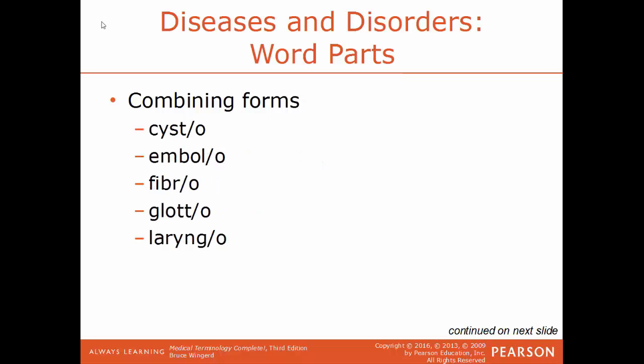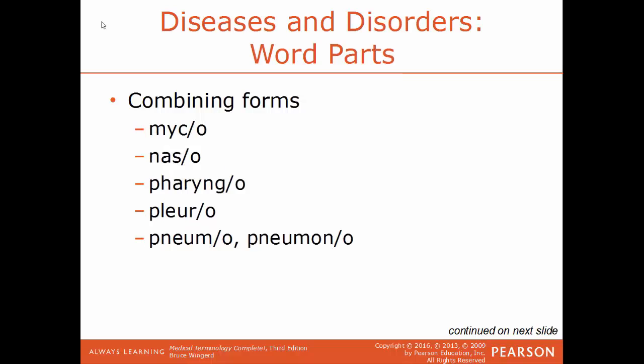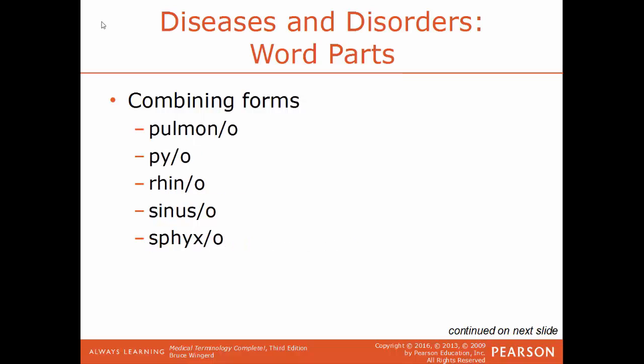Cyst or cysto is a reference to a sac of fluid or a cyst. Embolo is a reference to an embolus, which is a traveling blood clot. Fibro is a reference to a type of fiber. Glotto is a reference to the tongue. It can also mean speech or language. And laryngo is a reference to the larynx, which is the voice box. Myco is a reference to fungus. Naso is a reference to the nose. Pharyngo is a reference to the pharynx, which is the other term for the throat. Pleuro is a reference to the pleura, or the pleural space, the membranes that wrap around the lungs. And pneumo, or pneumonio, is a reference to the lungs, or gas, or the air. Pulmono is a reference to the lungs.